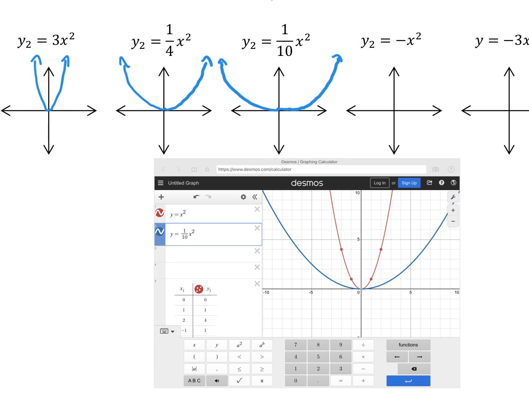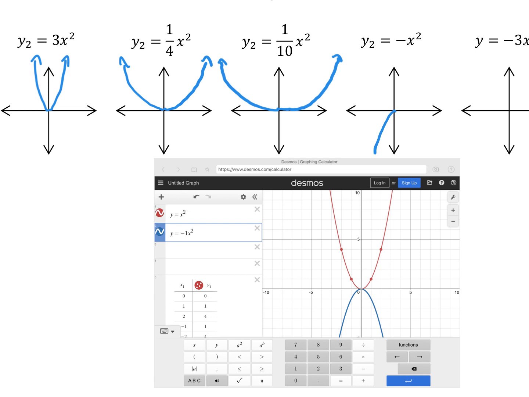All right. Now, what if we take that number in front and we'll get rid of that 1/10, and let's make that negative, or really -1 if you want to think of it as that. So negative x squared, what happened? Well, it flipped upside down there. So by entering -1, we got an upside down parabola. Now notice the shape is exactly the same as y equals x squared, but it flips. So it's reflected across the x-axis.